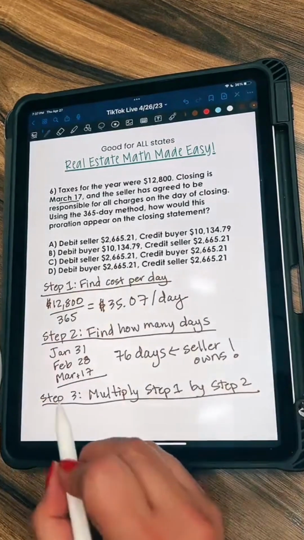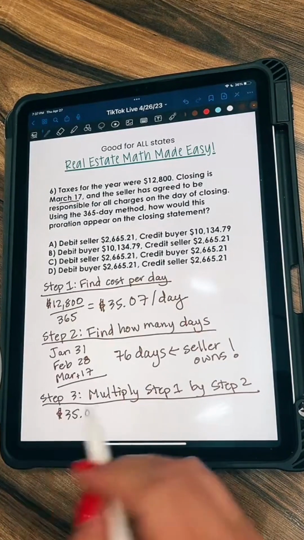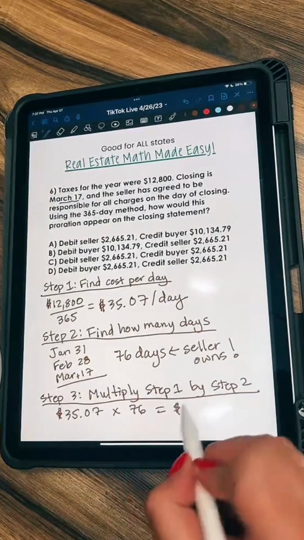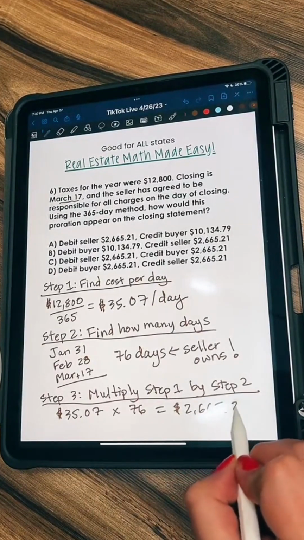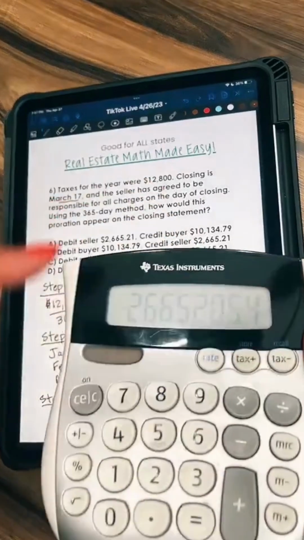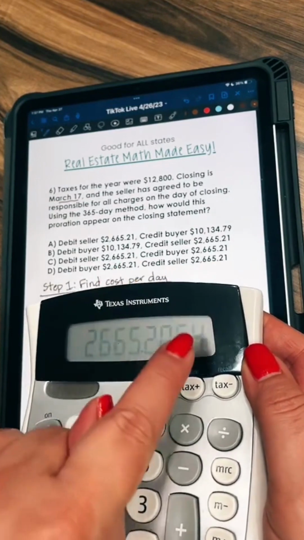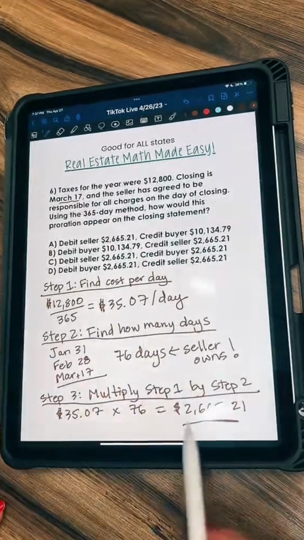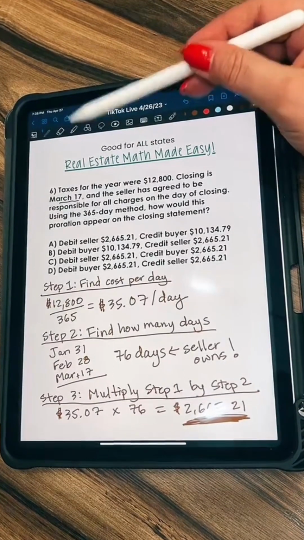So we have 35.07. I'm just going to say that. It's not going to be mathematically correct, but this is the answer. $2,665.21. Now we round at the very end. See? This is a 5. So that means this number has to go up 1. So it's 21. Okay? So this is what the seller has to be debited because he has not paid the taxes yet. It's still March. Taxes are due in November.